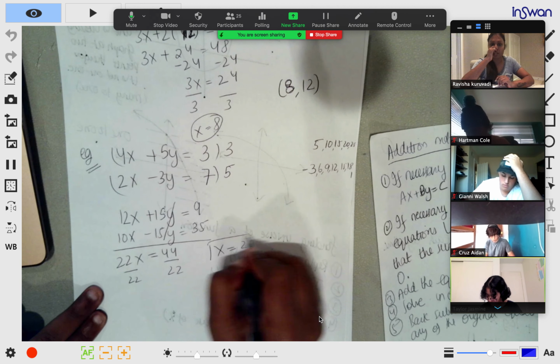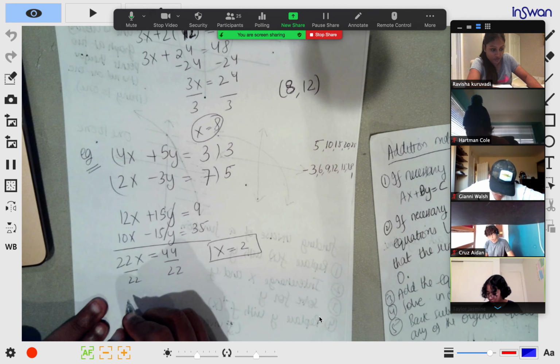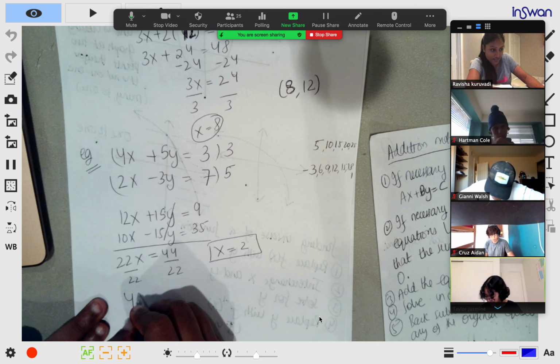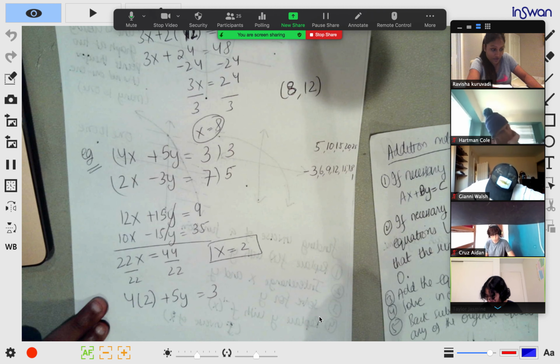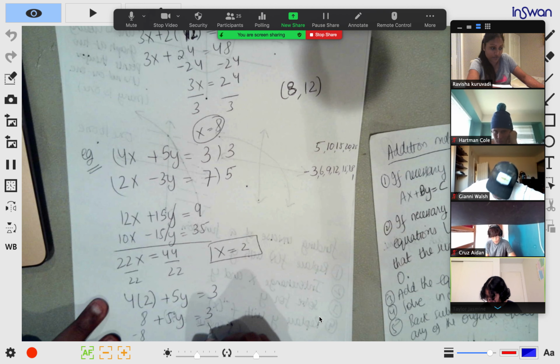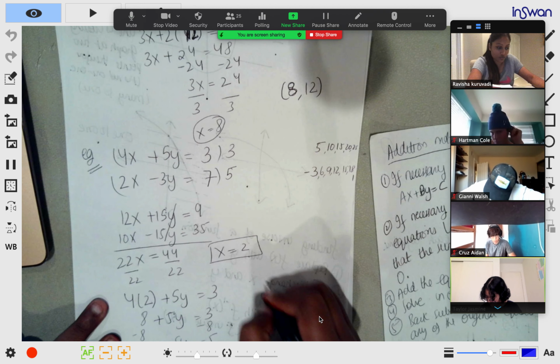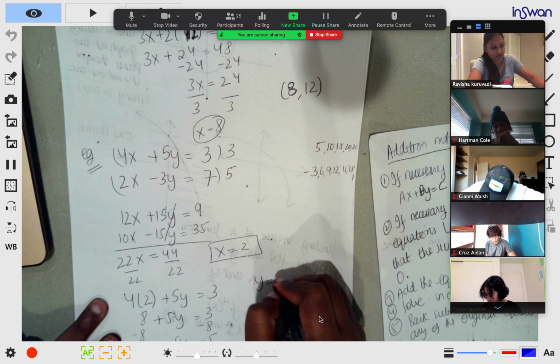Now I need to find my y. How do I find my y? Put back the 2 into the equation. So I'm going to use the first equation. It becomes 4 times 2 plus 5y is equal to 3. So you get 8 plus 5y is equal to 3. Subtract 8, you get 5y is equal to negative 5. Y is equal to? Negative 1. Correct.